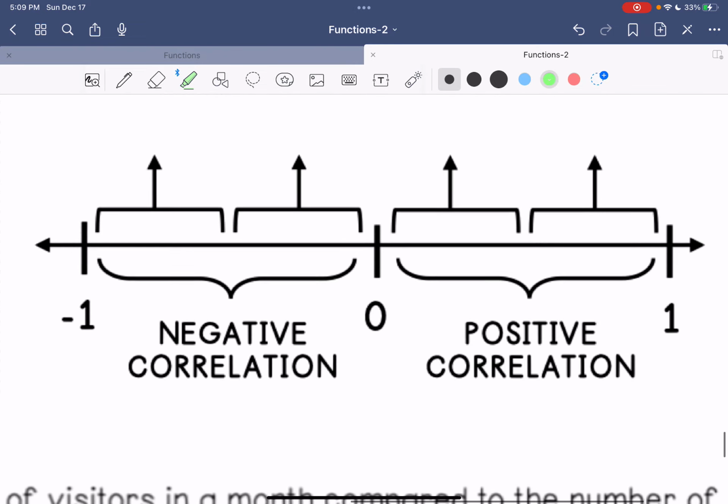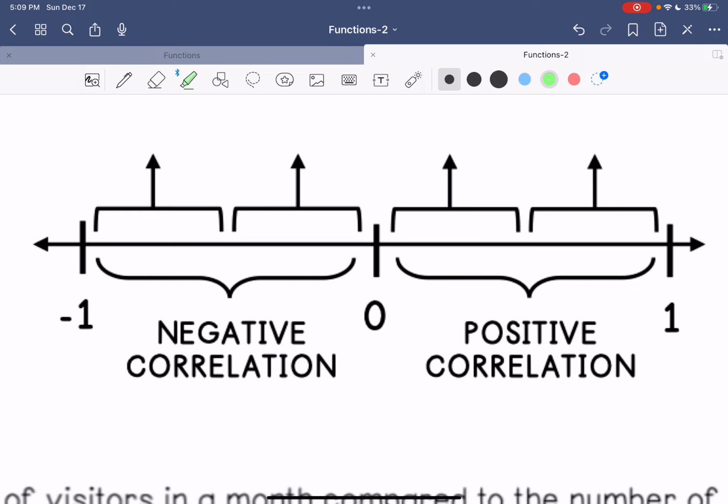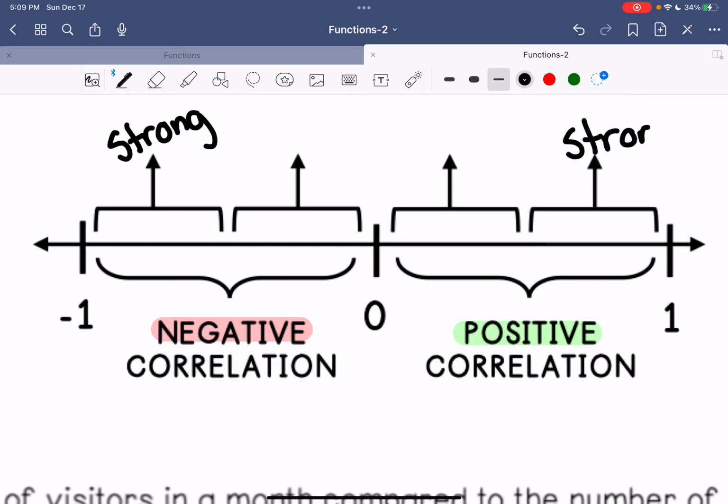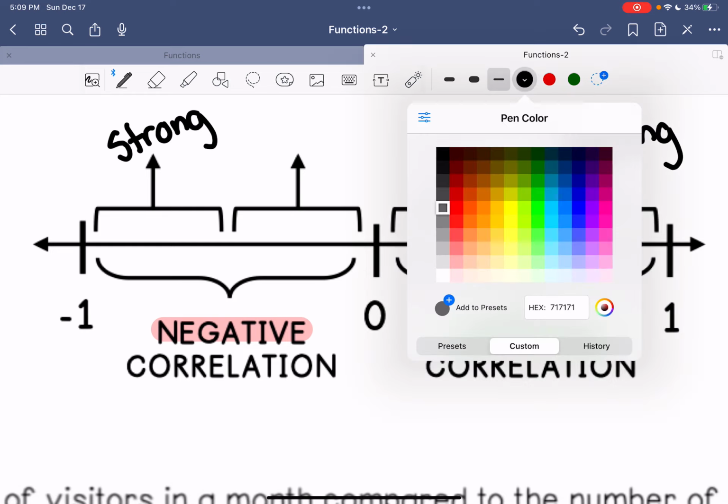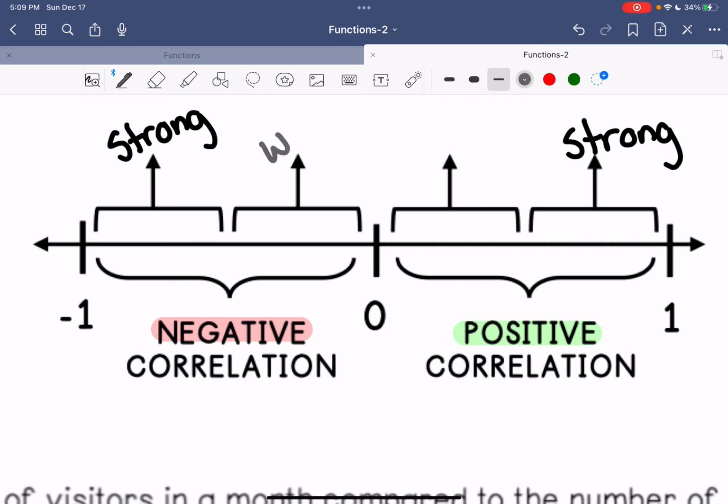Here's a number line showing all the values of R. R can be negative, and we can have a negative correlation, or R can be positive, and we can have a positive correlation. R can also be strong, as we get close to either -1 or +1, or R can be weak, as we get further away from -1 or +1.